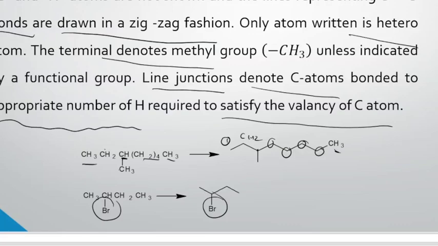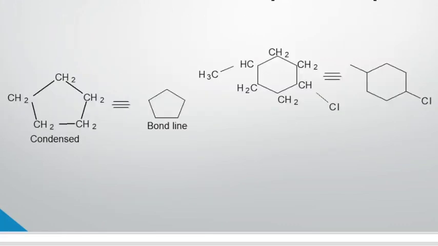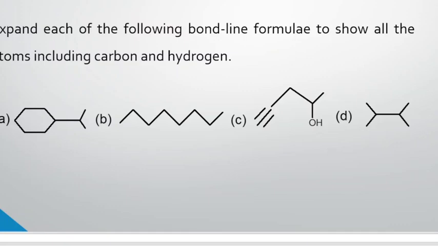Okay, now see, even the cyclic compounds we can see here. This is the cyclic compound, a closed figure, or you can say a closed structure, or the cyclic structure, and you can see clearly the bond line structural formula for this. So you can expand. These are some of the compounds for which they are asking us to write the expanded forms.